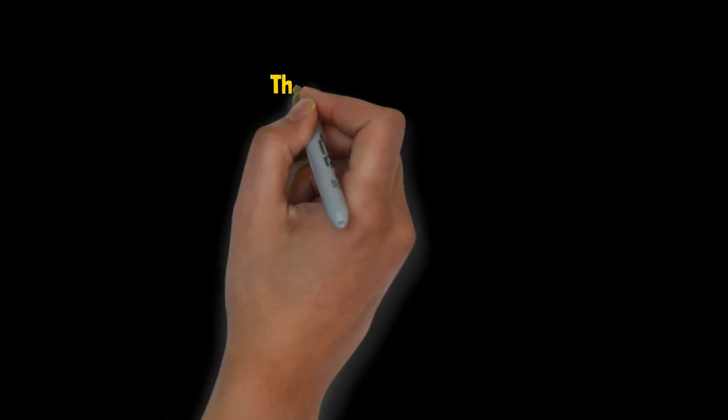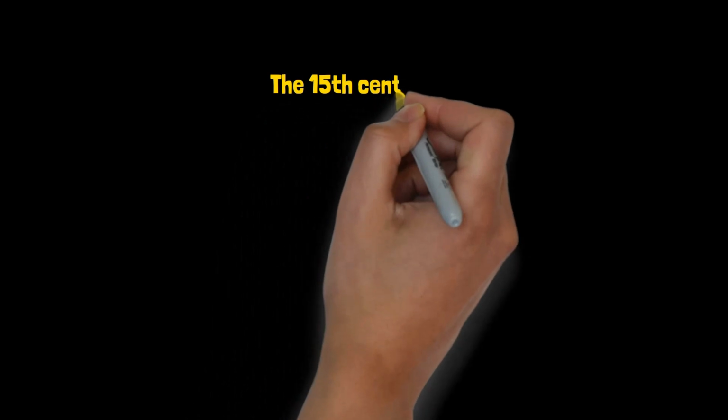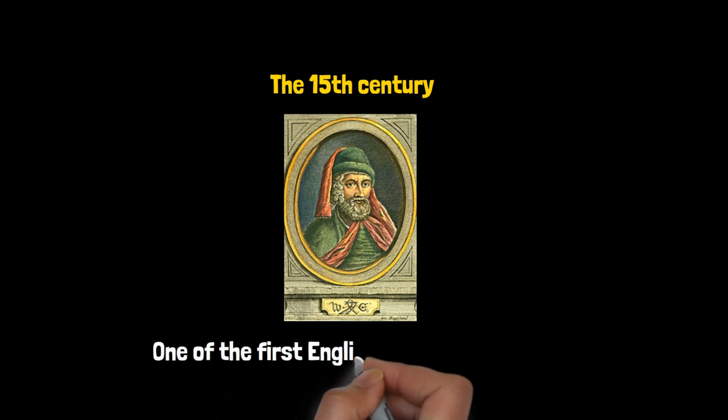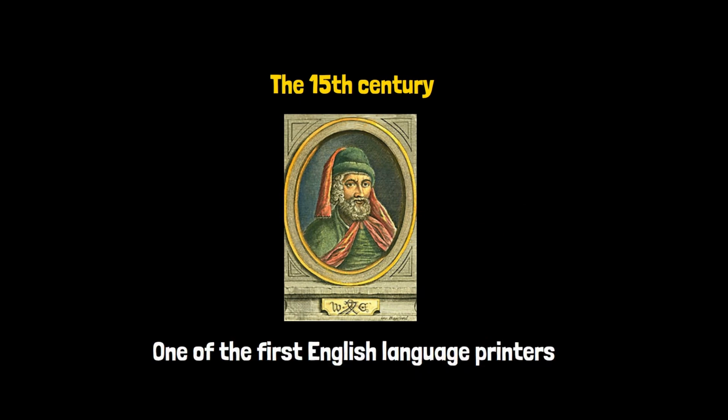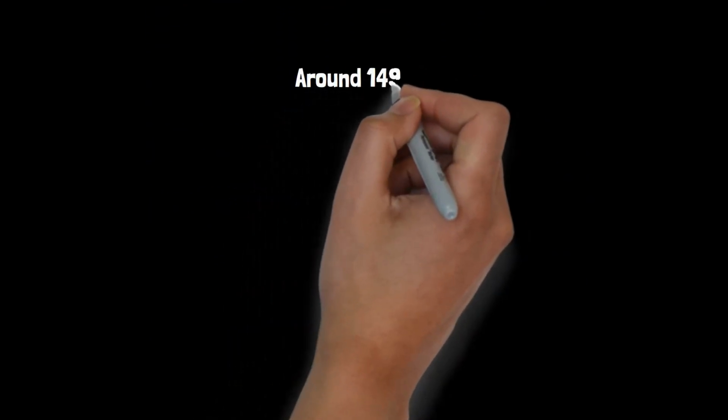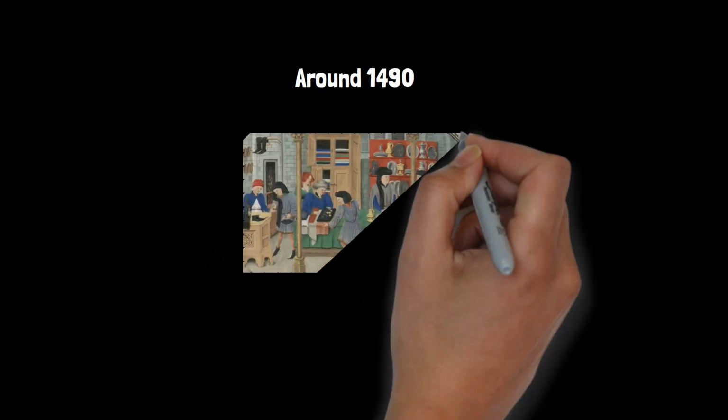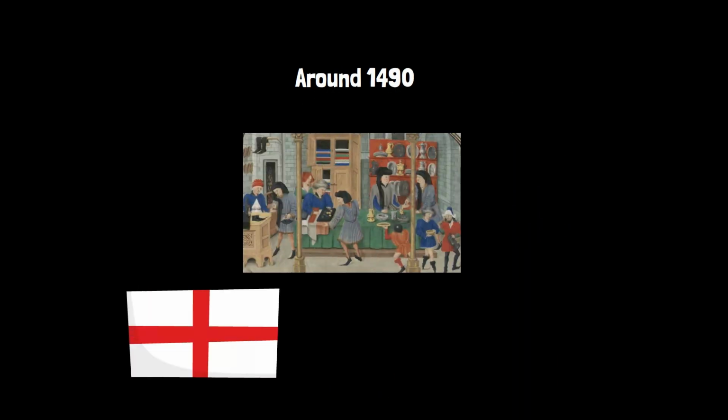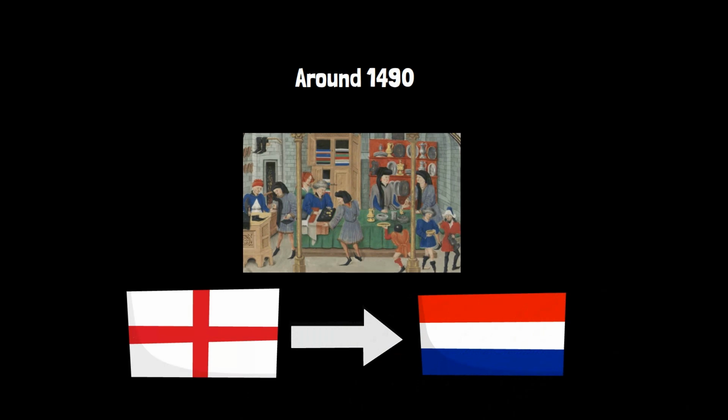And now, for those who are still with me, here's a fun historical anecdote from the 15th century involving William Caxton, one of the first English language printers. This story illustrates how regional dialects varied so much that even a short trip could result in communication difficulties. Around 1490, a group of merchants traveling from London to Zeeland, in the Netherlands, had to make a stop along the southern coast of England.